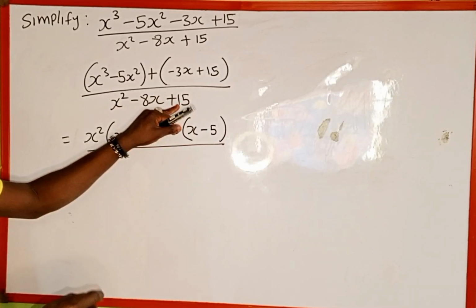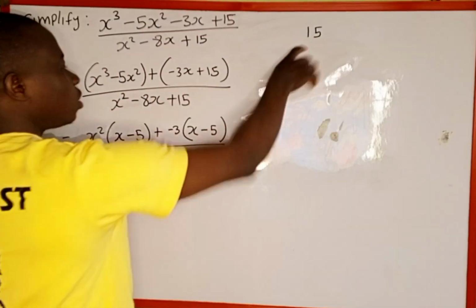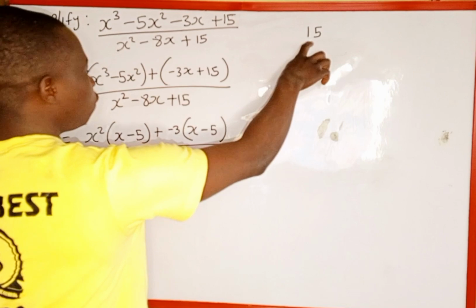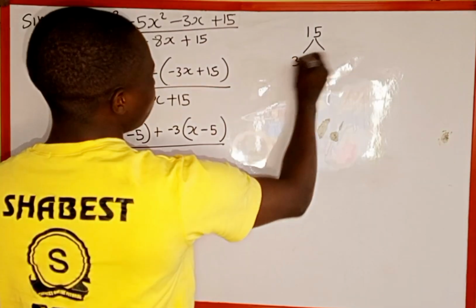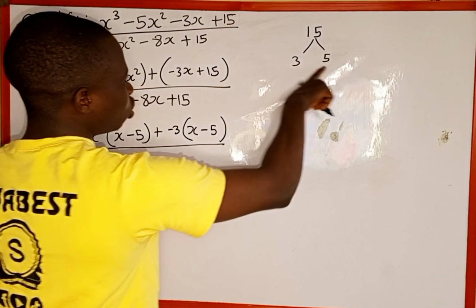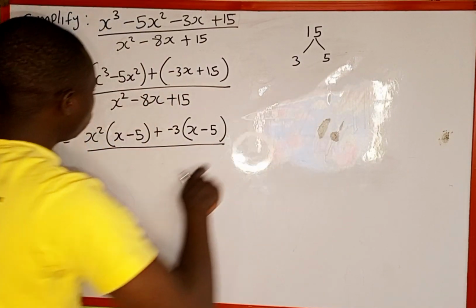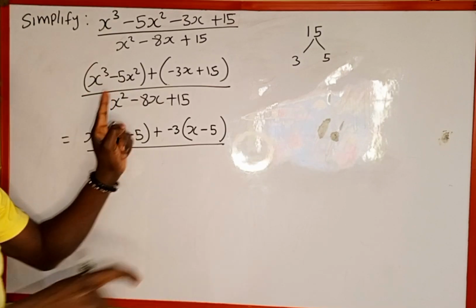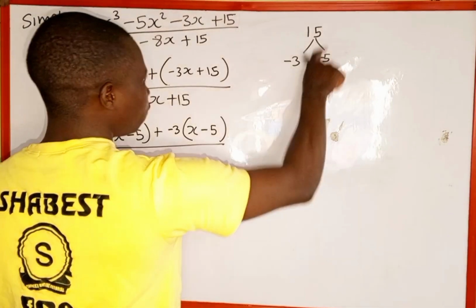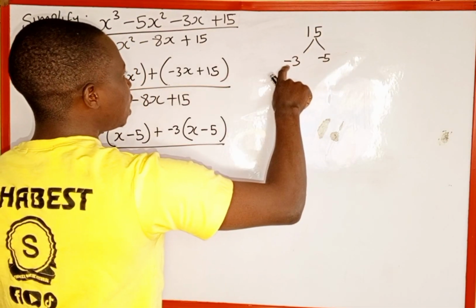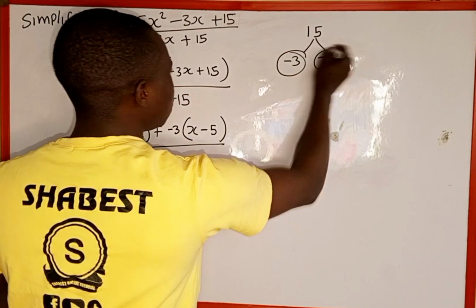The first thing we're going to consider is the constant, and the constant here is 15. We look for two factors of 15. When we multiply, it's going to give us 15, and when we add them together, it's going to give us negative 8. 3 and 5 are factors of 15. 3 multiplied by 5 is going to give us 15, but 3 plus 5 is going to give us 8, and we are looking for negative 8. But when we put negative here, negative 3 multiplied by negative 5 is going to give us positive 15, and negative 3 plus negative 5 is going to give us negative 8. So we are going to use negative 3, negative 5.